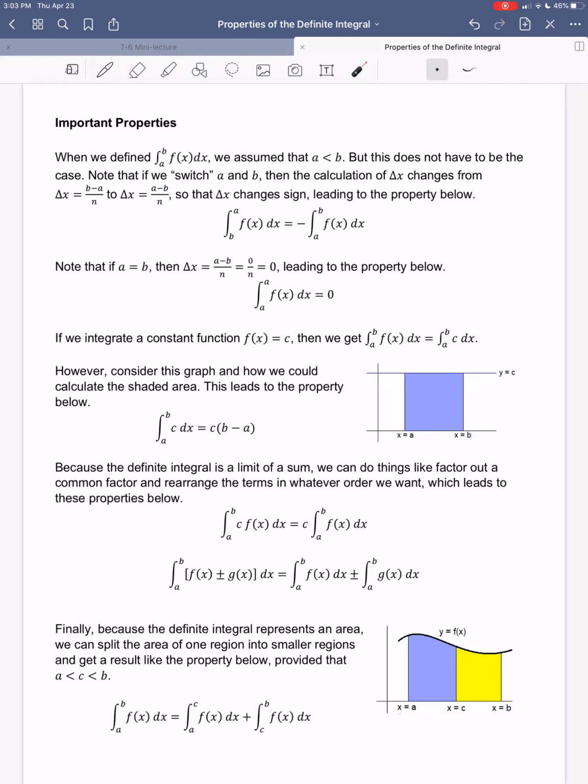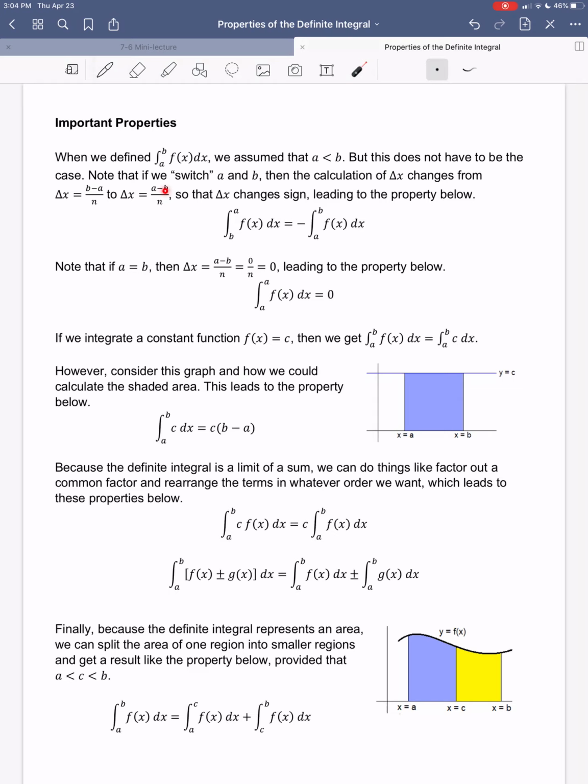So when we originally defined this integral from a to b, it was an assumption that a is less than b. I'm moving from left to right. But that actually doesn't have to be the case. Now, if I switch a and b around here, then delta x, which we calculated before as b minus a over n, the total length of the interval divided by n little subintervals, changes from b minus a to a minus b.